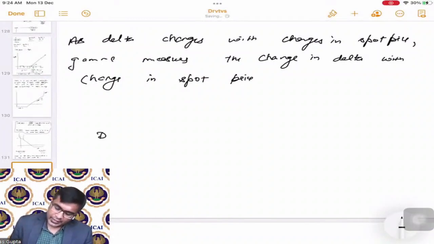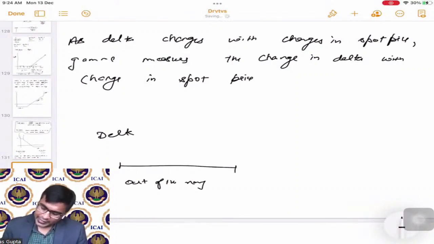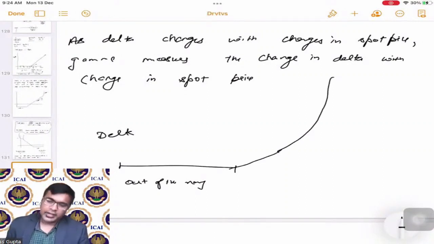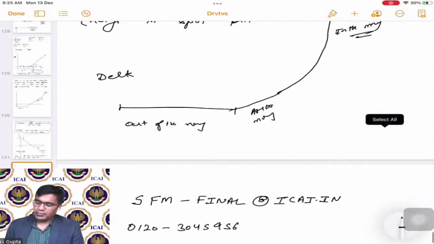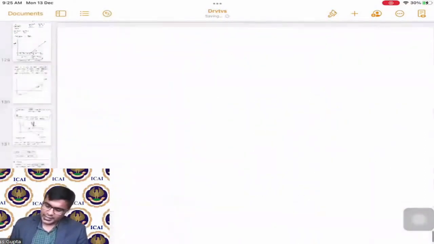See, the delta is actually 0. This is out of the money. Then it slowly, slightly rises. And then it becomes 1. Correct? This is at the money. And this is in the money. Now, the bottom line is that where is the gamma highest?